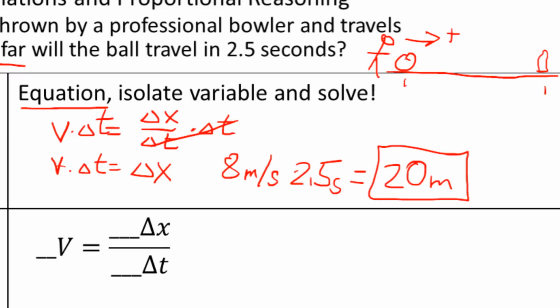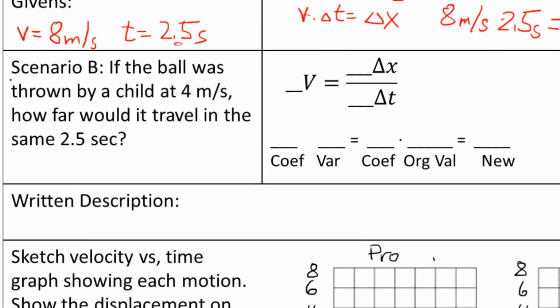So by proportions or ratios, let's go ahead and solve scenario B. If the ball was thrown by a child at 4 meters per second, how far would it travel in the same 2.5 seconds? We'll do that by proportional reasoning. Let's take a look. What are we looking for? How far? So I'll circle that. Looking for how far it'll go, thrown at 4 meters per second.